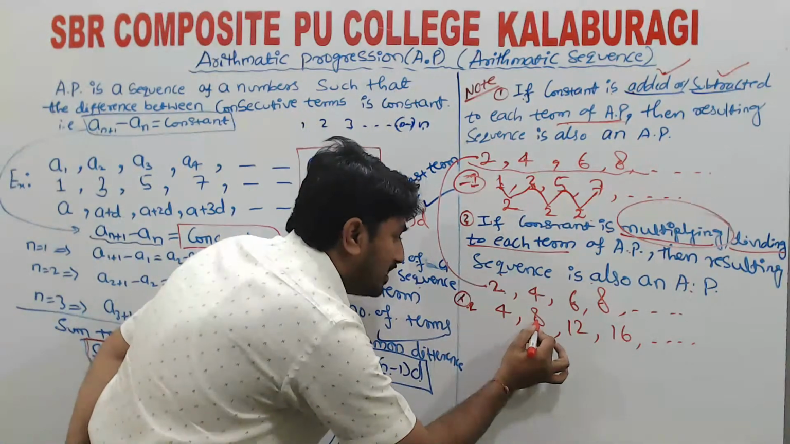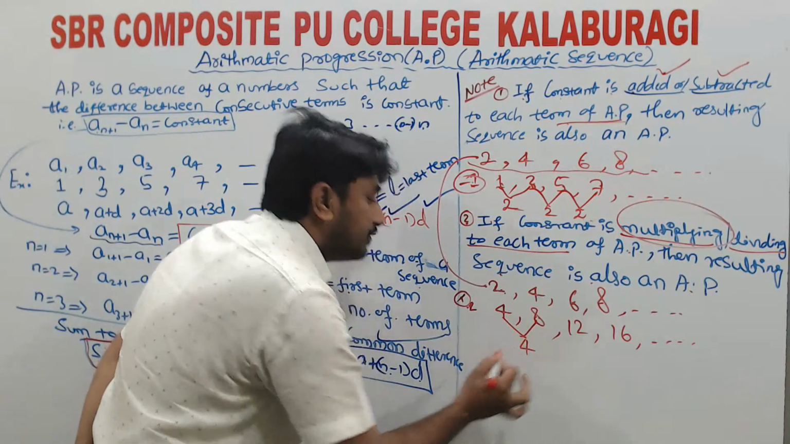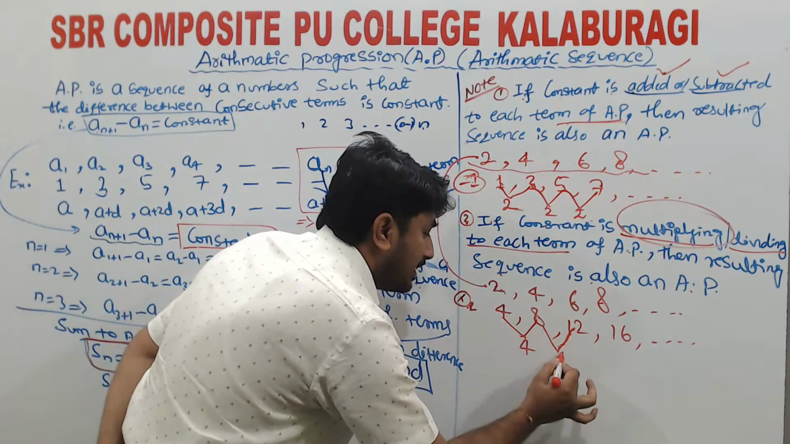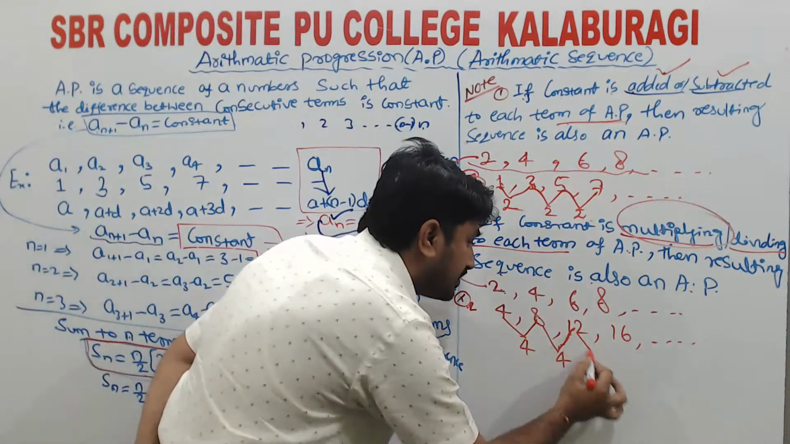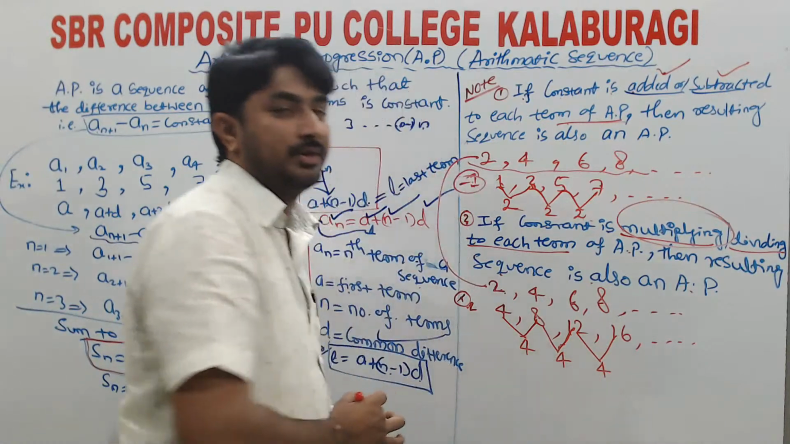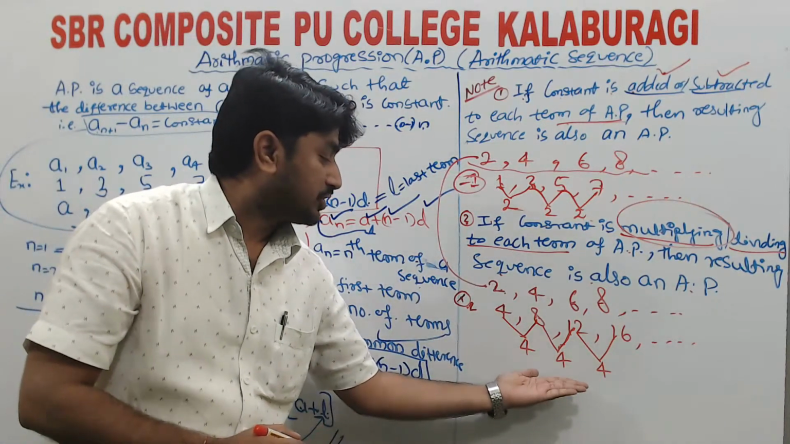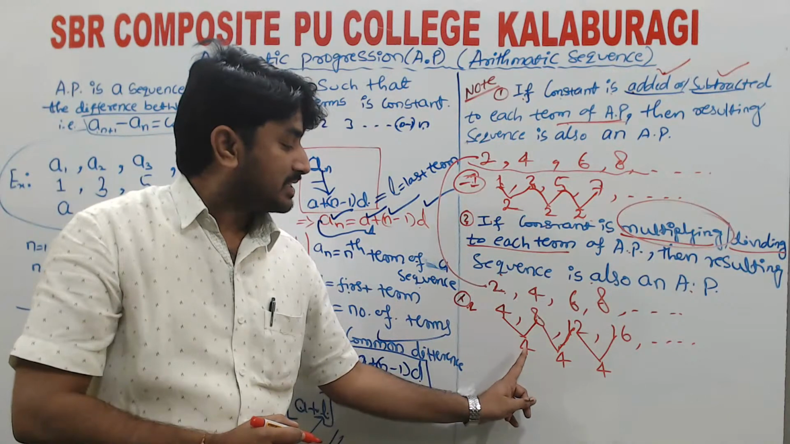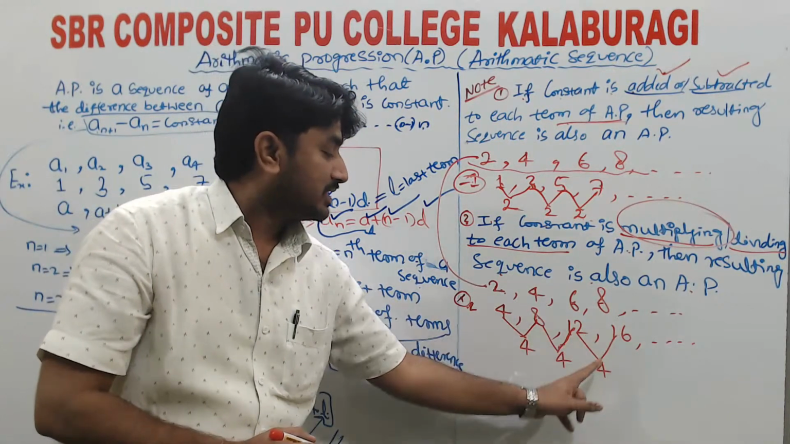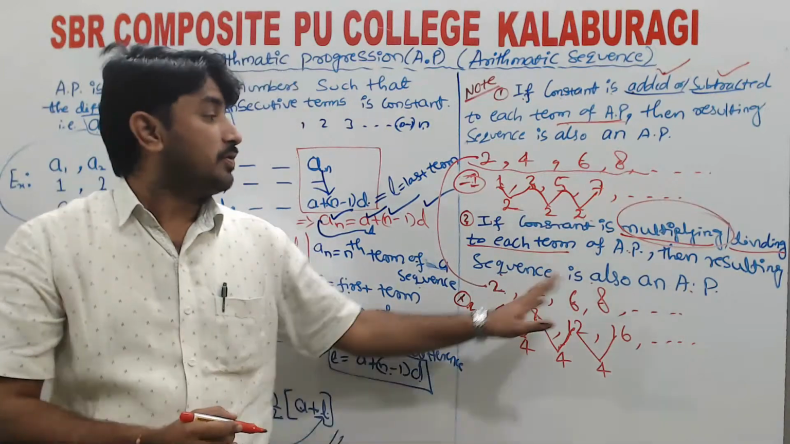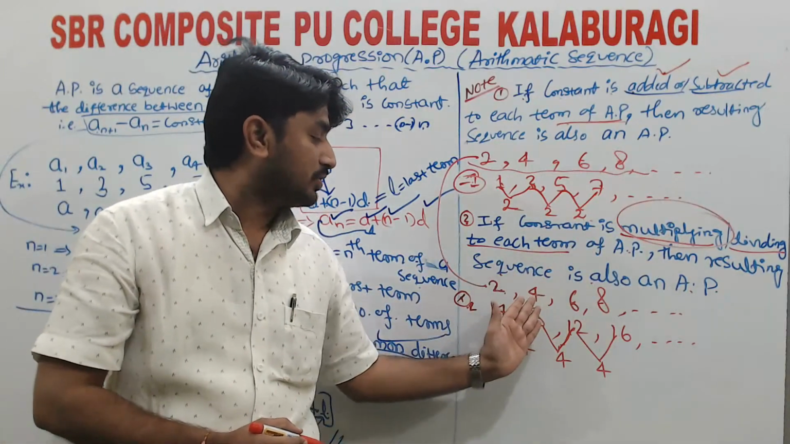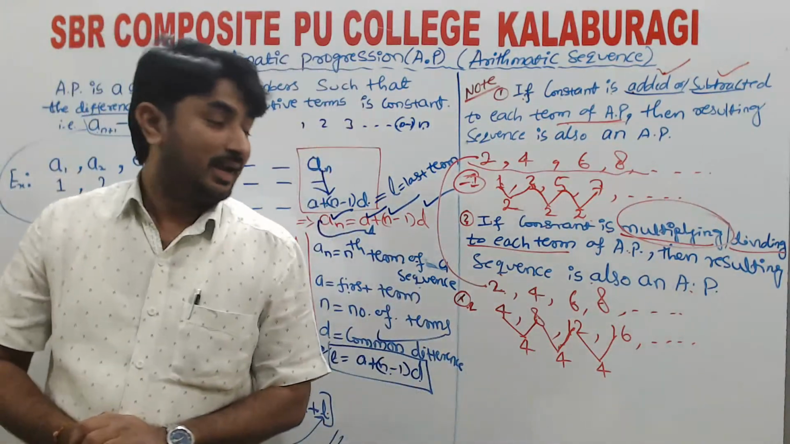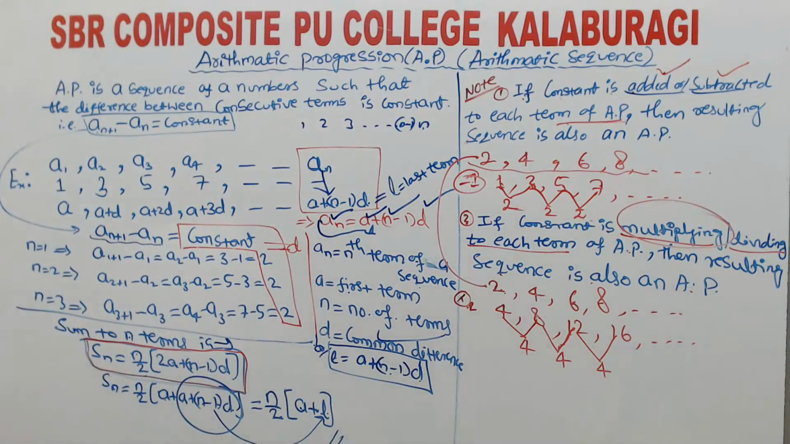And also here the common difference between 8 and 4 is 4. Between 12 and 8, again it is 4. And between 16 and 12, again it is 4. This example shows that it is in the form of an AP, since the common difference between consecutive terms is always the same. It shows that if you multiply any constant to the terms of a sequence in AP, it gives again an arithmetic progression.